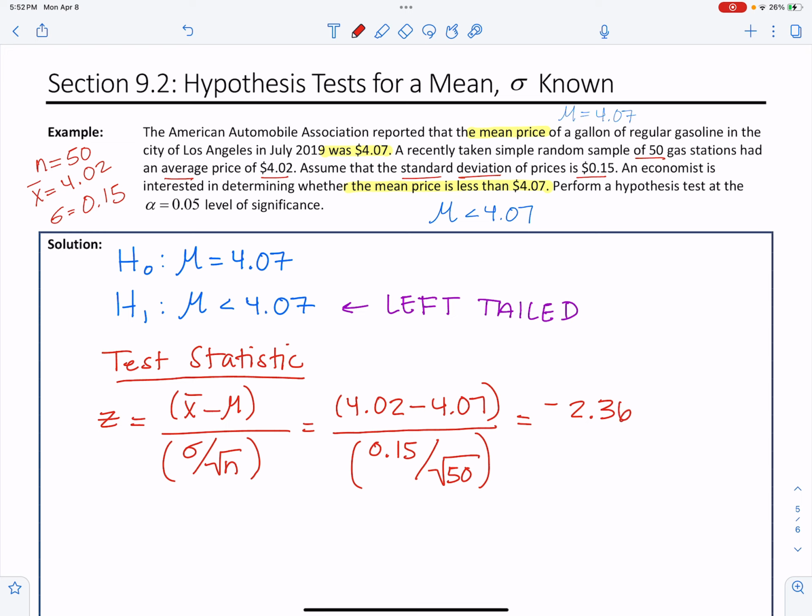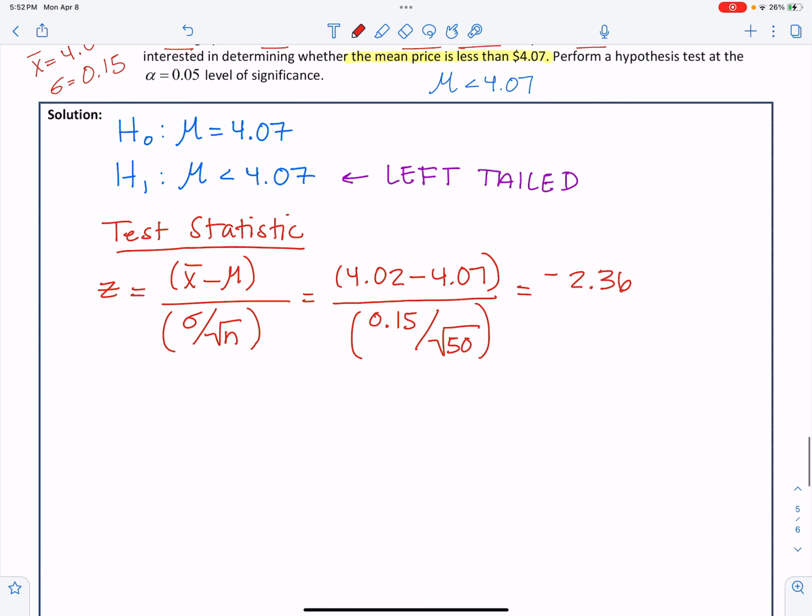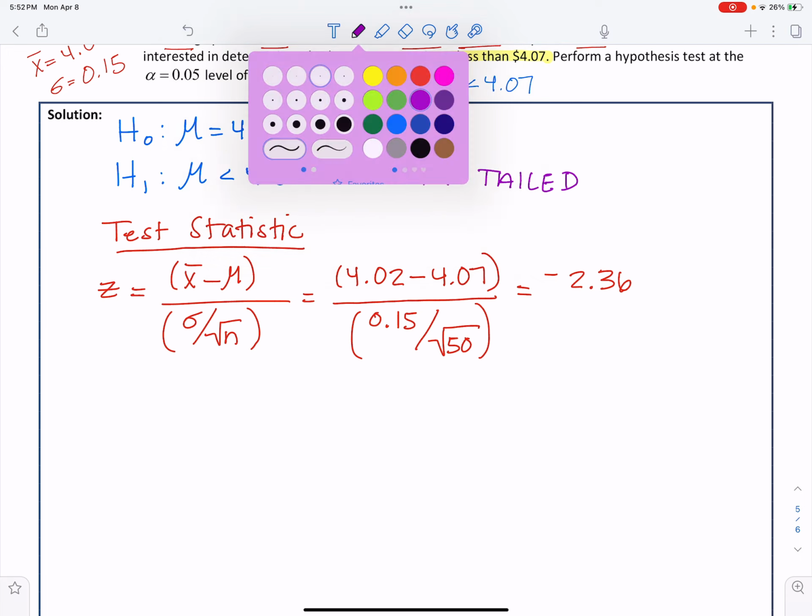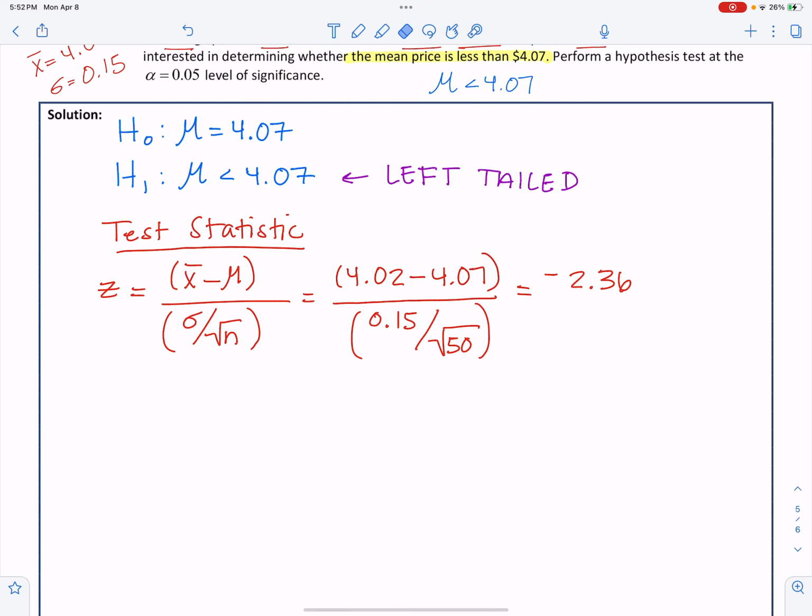2.36. That's telling me that even though this doesn't seem like a huge difference, 4.07 to 4.02, when you take into account the sample size and the standard deviation, which is small here, we're actually looking at a difference that is a little over 2 standard deviations. To determine whether that is enough to be considered statistically significant, we're going to compare this to what we call the critical region.